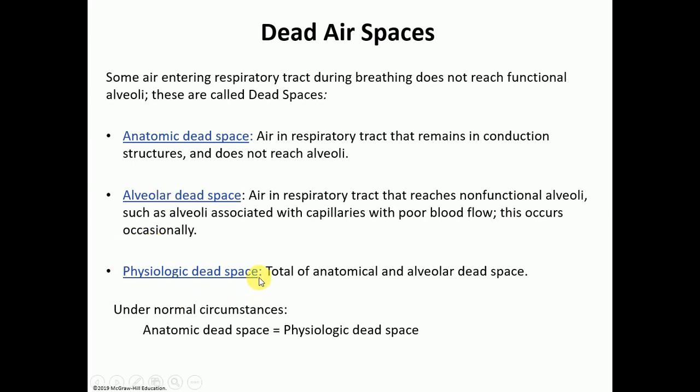Okay, so this alveolar dead space is something pathological. Your physiological dead space is both of these added together. So practically speaking, how much of your lungs is not working? That would be your anatomical dead space plus the alveolar dead space. Under normal circumstances where people are healthy, the anatomical dead space is equal to the physiological dead space. If somebody has pneumonia, then their physiological dead space would be the anatomical, which is normal, plus those alveoli that are not working, so plus your alveolar.